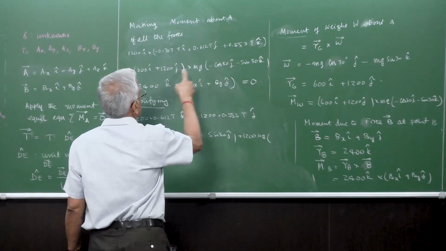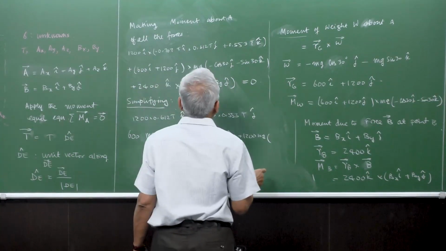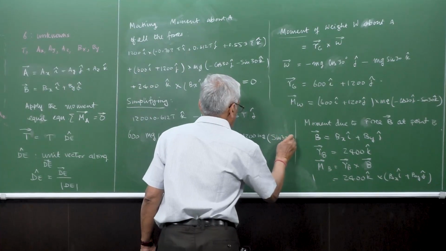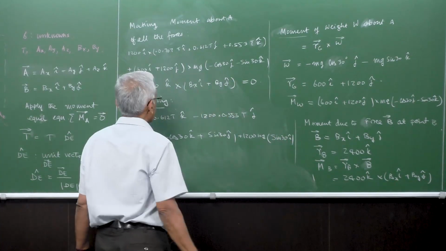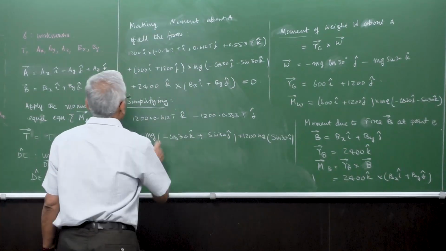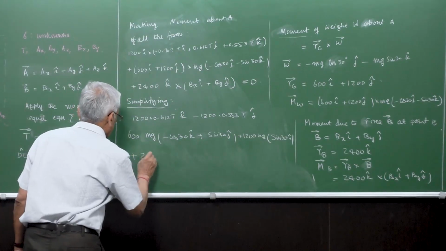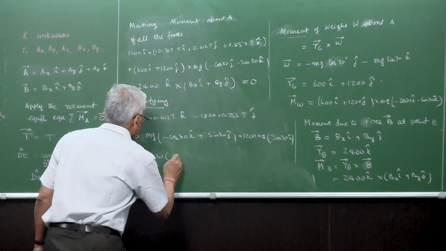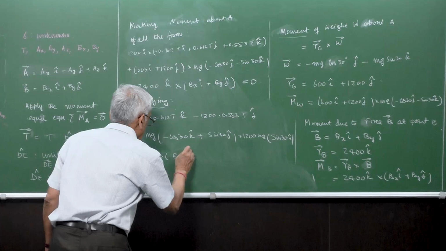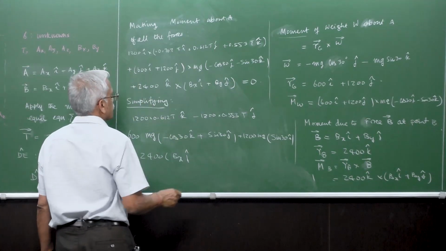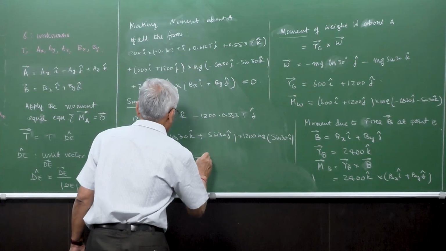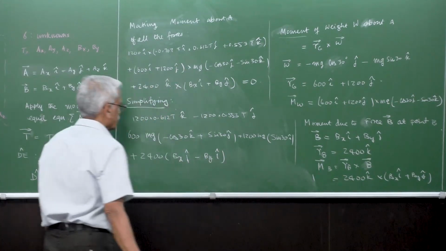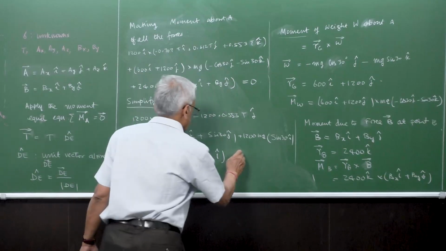So j cross j is 0 and j cross k is minus, so it is sin 30 i, right? And so similarly here, the last one is 2400, k cross i is j, and k cross j is minus i. So this is how we get this equation.